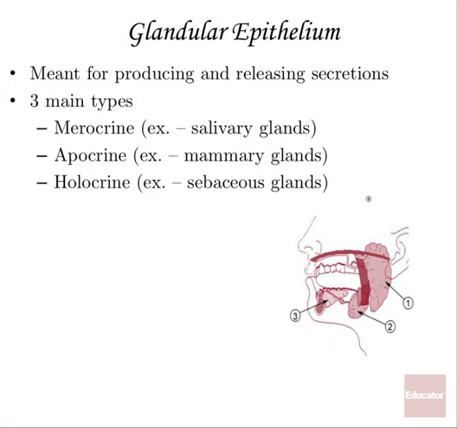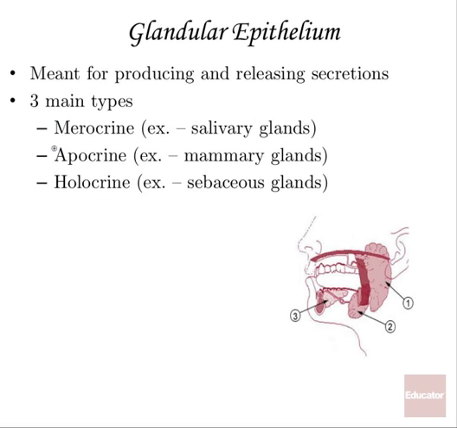Now I'm going to tell you about glandular epithelium. It's meant for producing and releasing secretions. So anytime that you have a gland, whether it's releasing a secretion outside of the body or into a body cavity, it's made of glandular epithelium, in terms of the production of what's being secreted and the actual act of secreting it. So there are three main types of glandular epithelium. The first one is merocrine, then apocrine, and then holocrine.